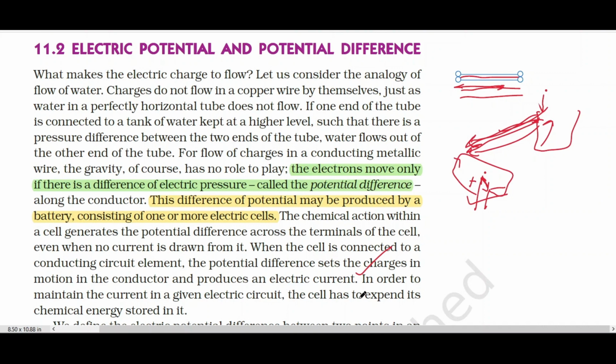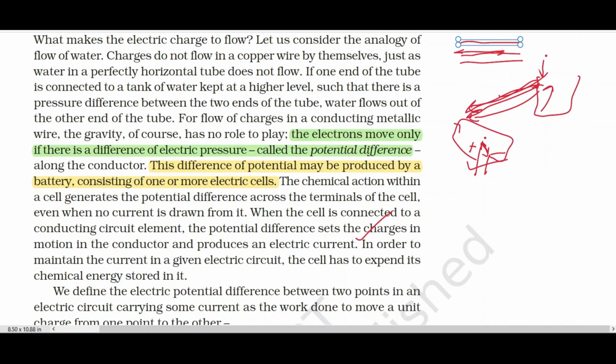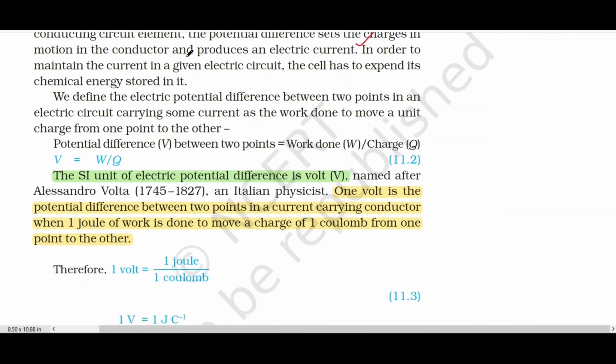In order to maintain the current in a given electric circuit, the cell has to expend its chemical energy stored in it. ताकि चार्ज फ्लो होता रहे किसी भी कंडक्टर में, उसके लिए क्या क्या चाहिए हमें? एनर्जी चाहिए. कौन सी? केमिकल एनर्जी, जो कि सेल के अंदर होती है. तो ये खर्च होती है. This is spent and only then does the flow of electrons happen.